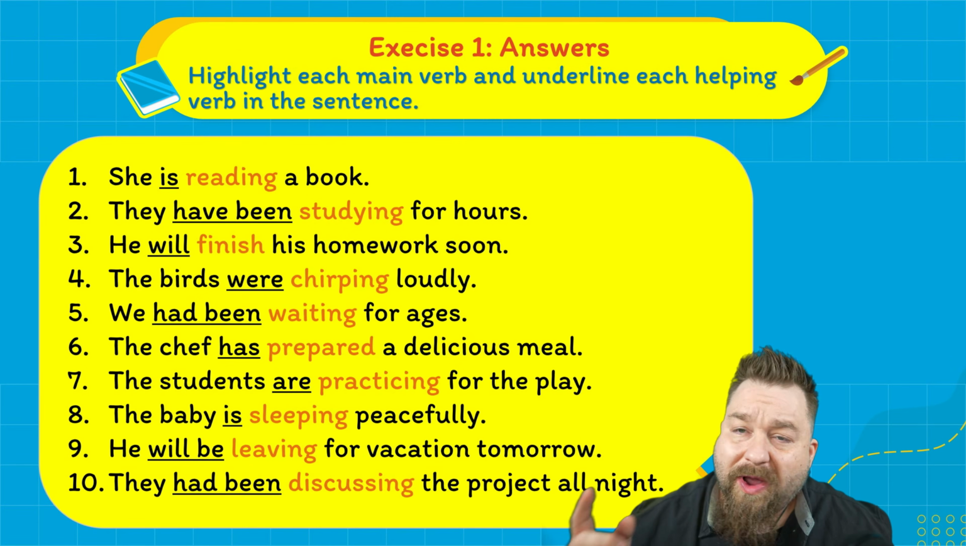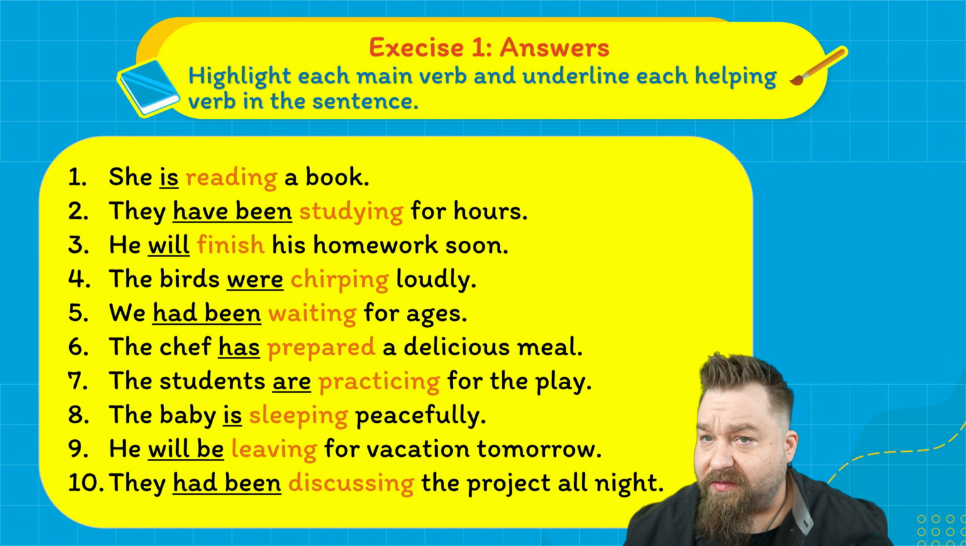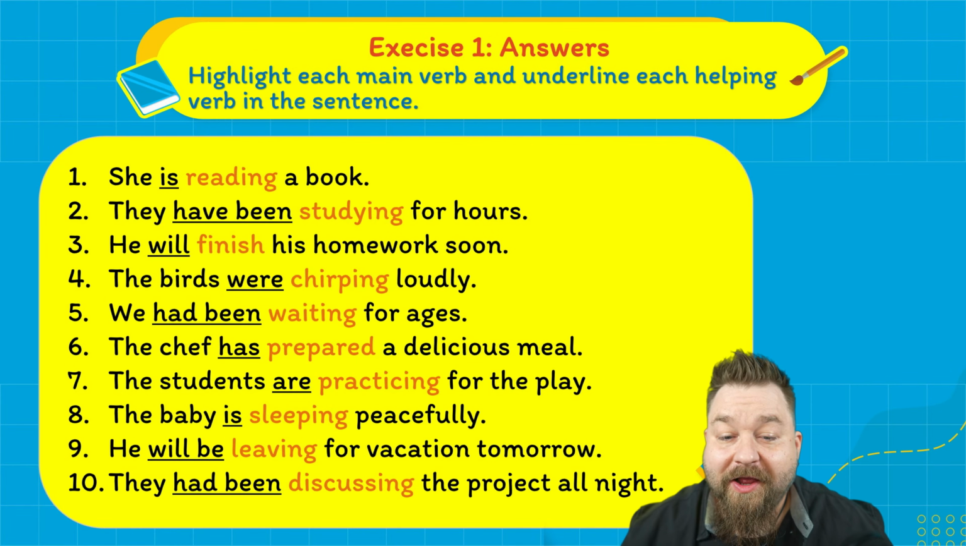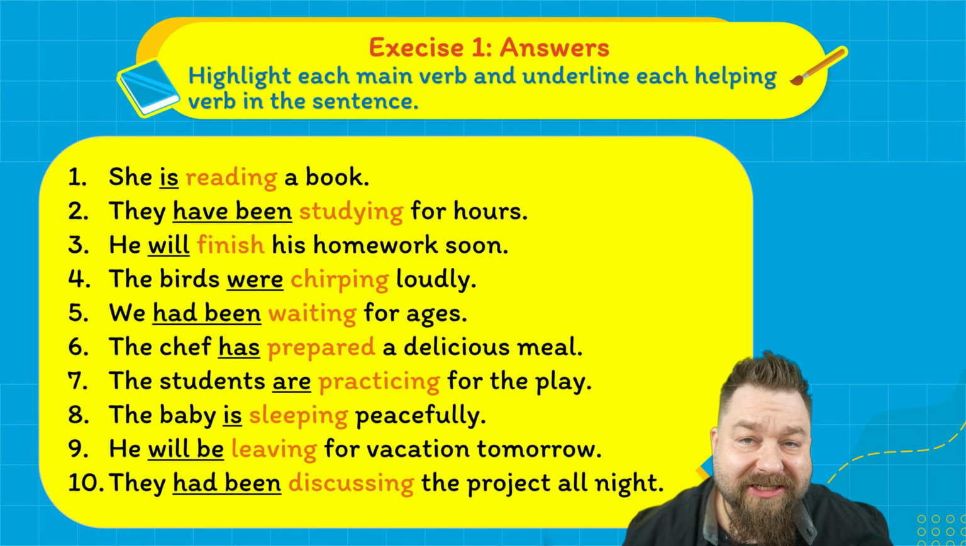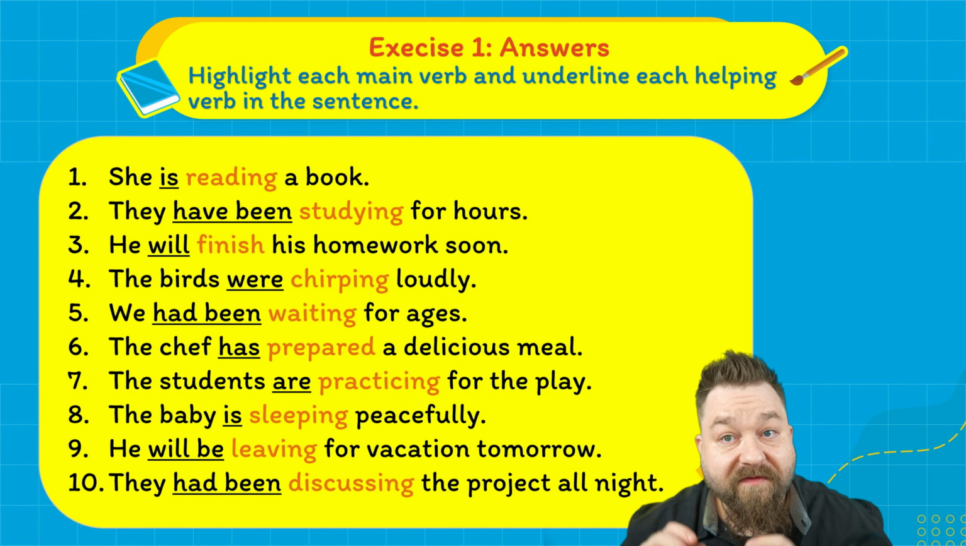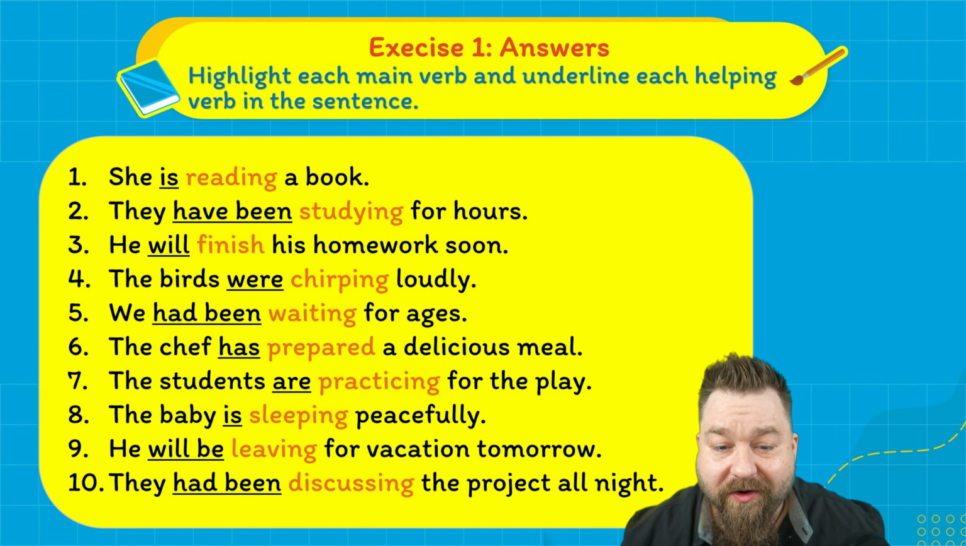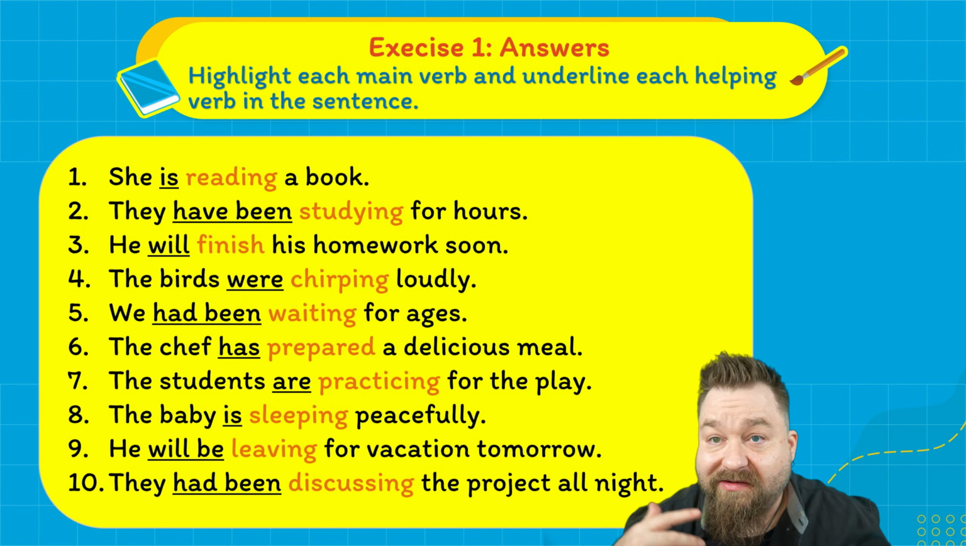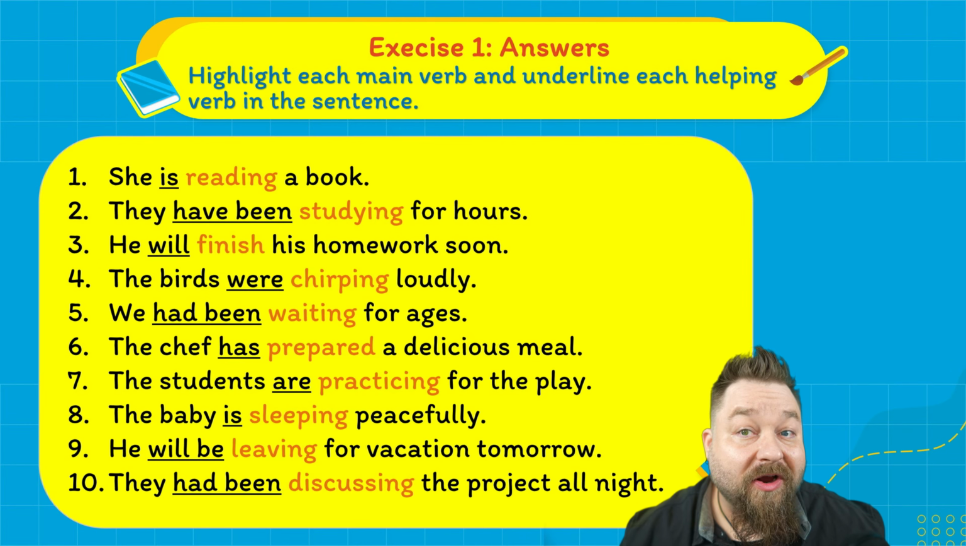We had been waiting for ages. Waiting's our main verb, and had been is our helping verb. Number 6, the chef has prepared a delicious meal. Prepared, main verb, and has is our helping verb. The students are practicing for the play. Practicing is that main action that's happening. And are is our be verb, which is our helping verb.